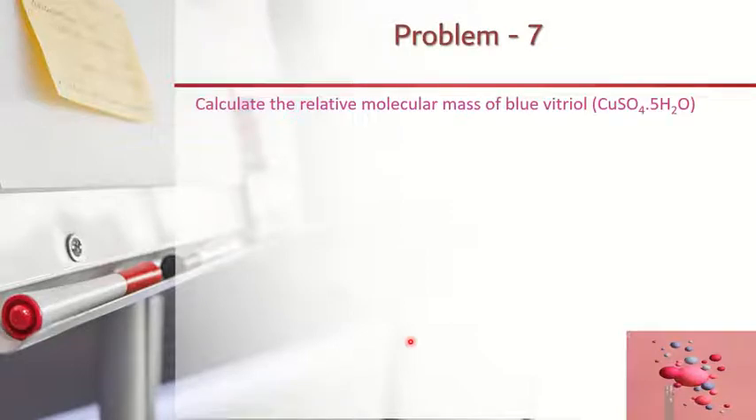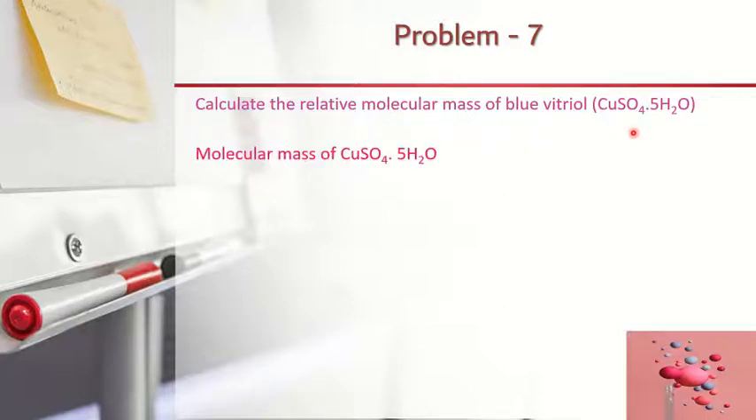Now calculate the relative molecular mass of blue vitriol. The formula of blue vitriol is copper sulfate with 5 molecules of water. Here one dot is used: copper sulfate, dot, then 5 molecules of water. You have to calculate the molecular mass of copper sulfate and also the molecular mass of 5 molecules of water, and these two molecular masses will be added.